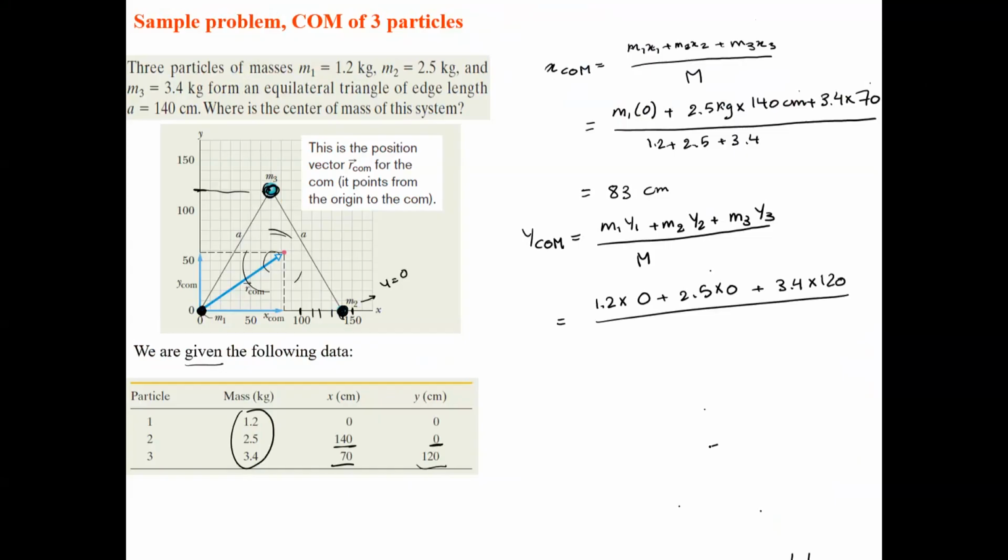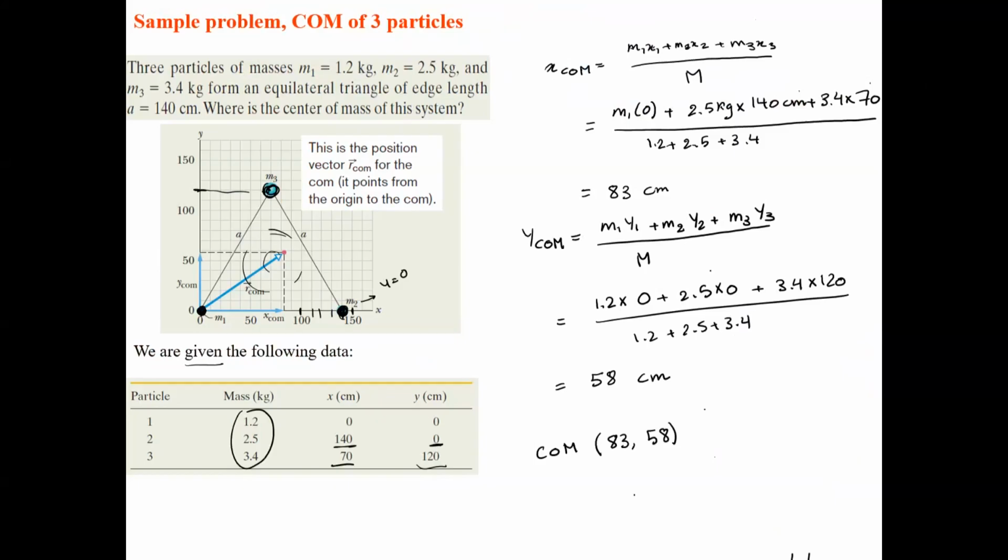I'll divide by the total mass, and I will calculate this. You should get 58 centimeters. So the center of mass is basically at 83, 58.